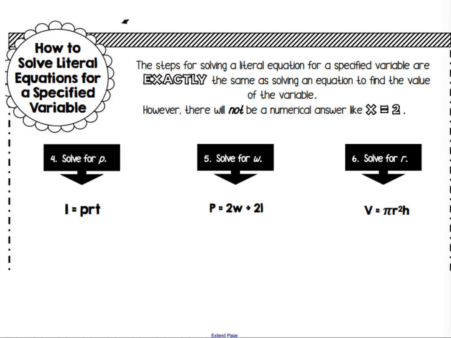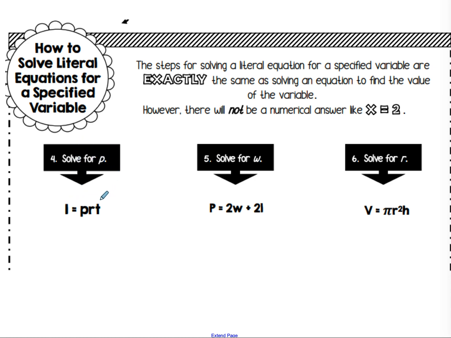All right, so it says the steps for solving a literal equation for a specified variable are exactly the same as solving an equation to find the value of the variable. However, there will not be a numerical answer like x equals 2. So we're doing the same steps, which are order of operations backwards, doing inverse operations to get whatever variable we need. So first one, solve for p.